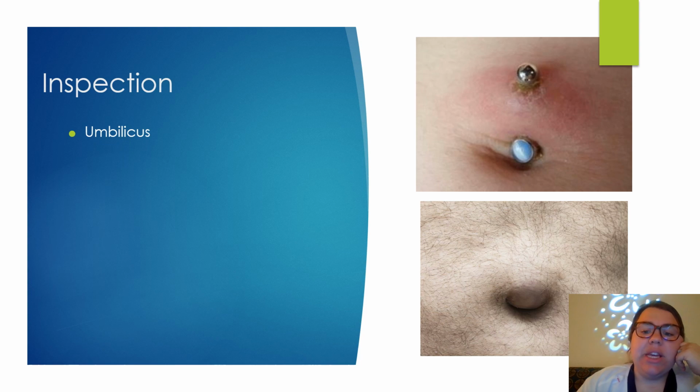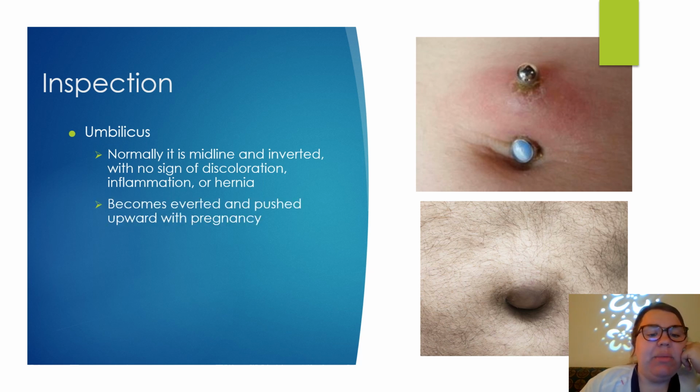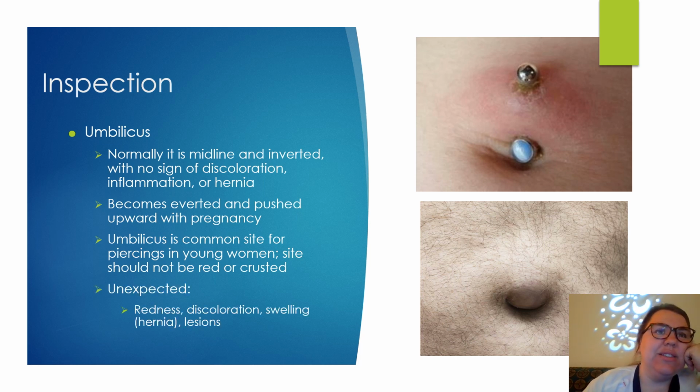So you're looking at the umbilicus. Nowadays it's very common to have a piercing. Normally it's midline and inverted, with no signs of discoloration, inflammation, or any hernias. It can become everted and pushed outward with pregnancy. It's a common site for piercings, but it shouldn't be red or crusted or irritated as this one is. Unexpected: redness, swelling, hernias, lesions, any discoloration.